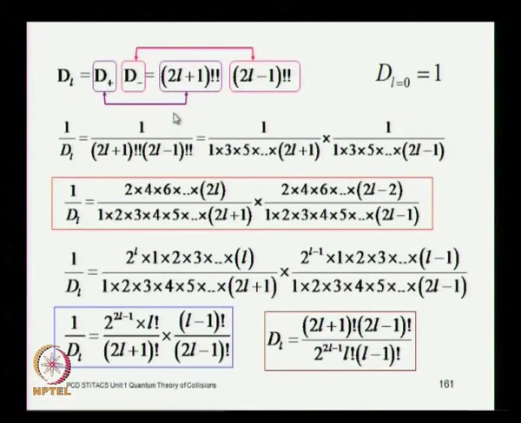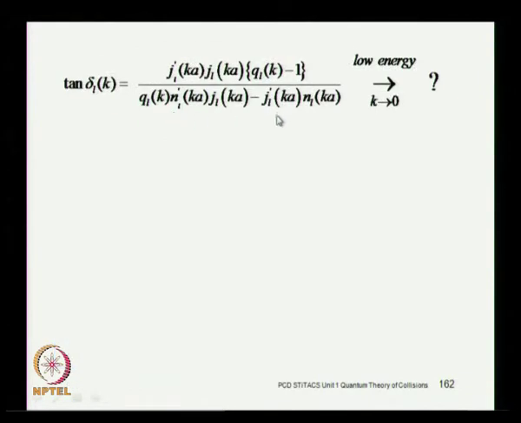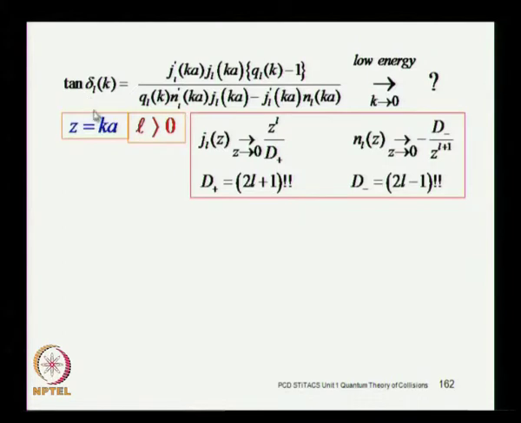Okay, so, this is just a matter of notation, and we come back to our analysis of the low energy behavior of the tangent of the phase shift, and we have found that this low energy behavior of the Bessel function goes as z to the power l, and of the Neumann function it goes as 1 over z to the power l plus 1.